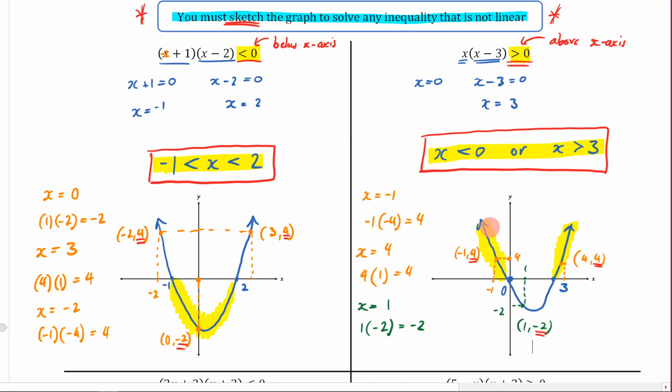So only when I have x values that are less than 0 or greater than 3 am I going to get outputs that are above the x-axis, or greater than 0. That's the thinking behind this question, people. Hopefully that makes sense. We've still got a few more examples to go. I'll see you in the next one.